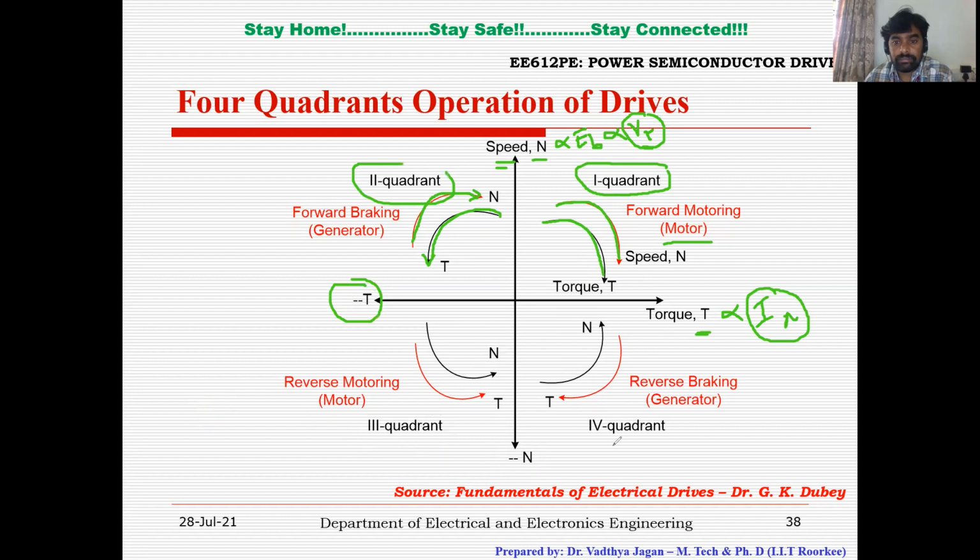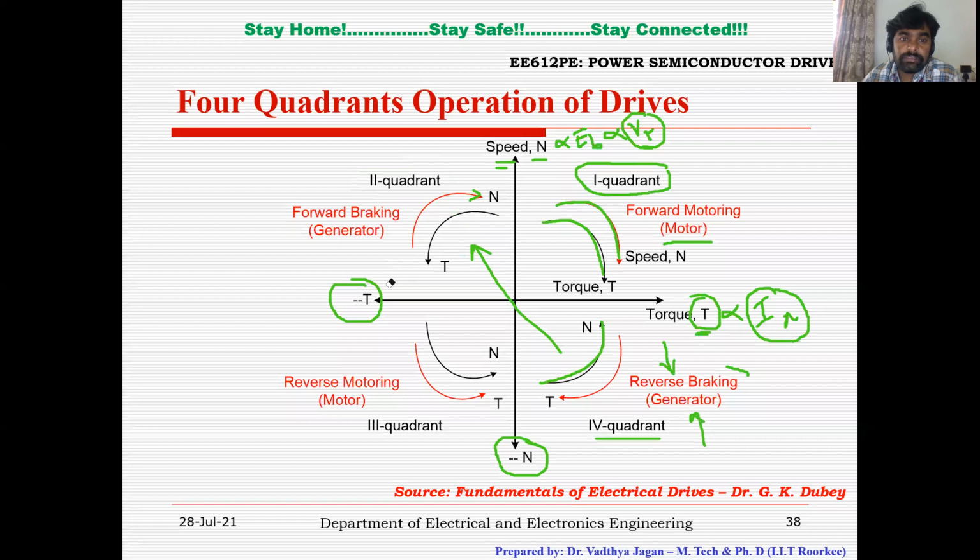In the fourth quadrant, the speed is negative and the torque is positive, which is exactly opposite to the second quadrant. The speed is in anti-clockwise direction because the speed is negative here, and the torque is in clockwise direction because the torque is positive, as the armature current is positive. Here it is behaving like a generator, and braking operation is going to happen, but it is a reverse braking, similar to the second quadrant but in a reverse fashion. So I am calling it reverse braking.